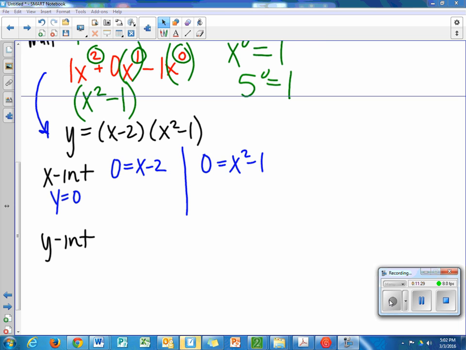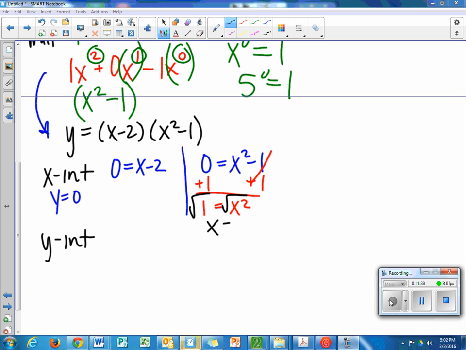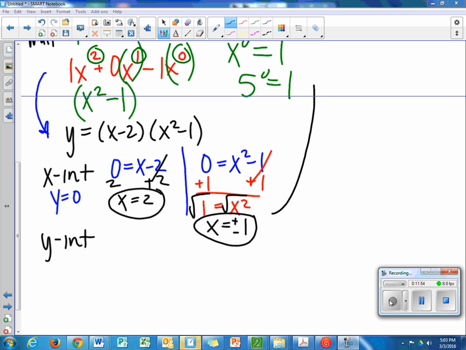When we solve for x, we're going to get plus 1 here, plus 1 here. Now we have 1 equals x squared. Do not forget to square root both sides. So we're going to get x equals not just 1, class, but plus or minus 1. And then here we're going to add 2 to both sides. This cancels. So now you have x equals 2. These are your x-intercepts, which you should go back up and graph.